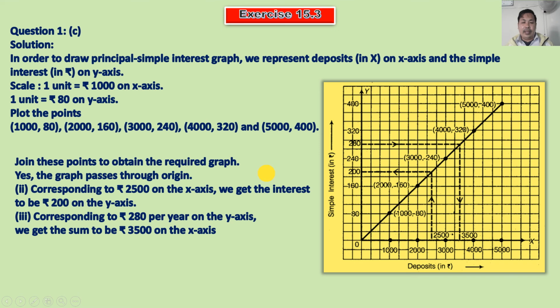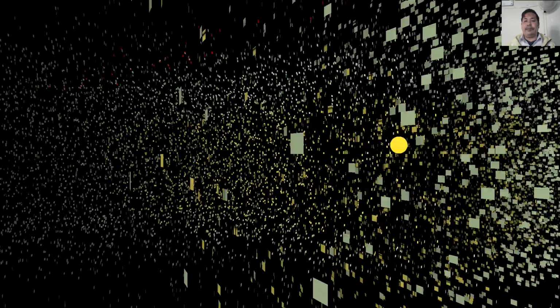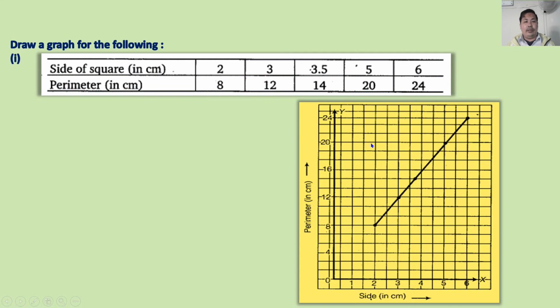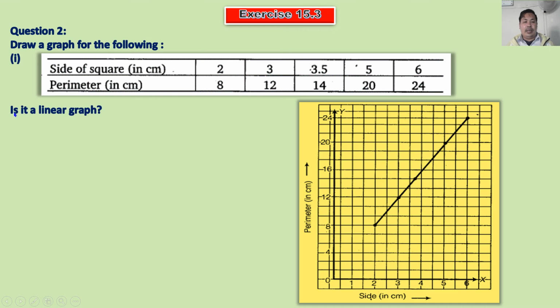Okay, now let's go to the next. Next we have to draw the graph of the given table. So next we have question number two. In question number two, we have to draw the graph of this given tabulation here. The graph is given here, and it is asking you whether it is a linear graph or not. Yes, it is a linear graph. You can see here. Okay.